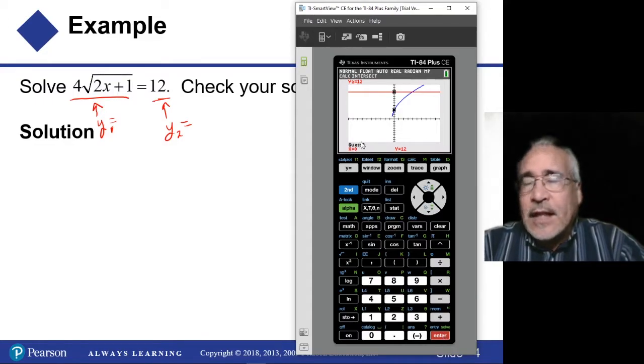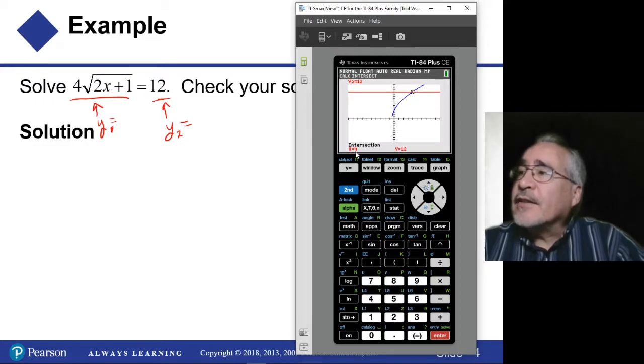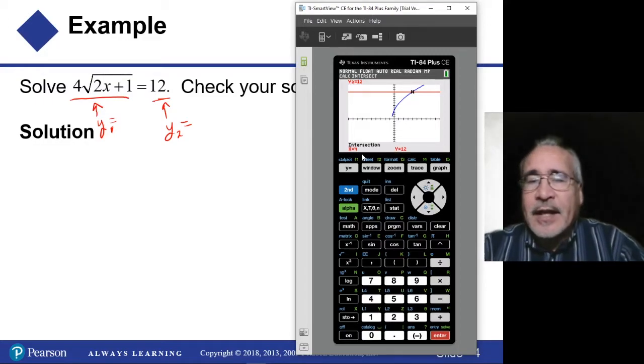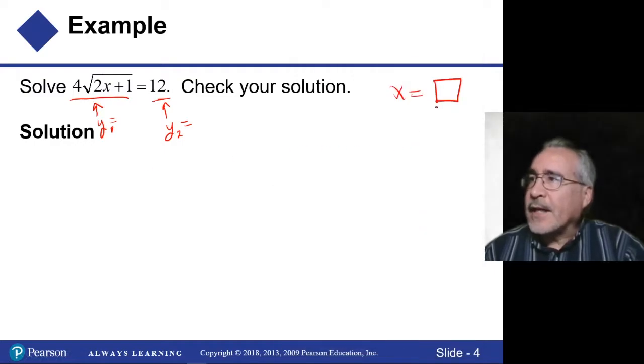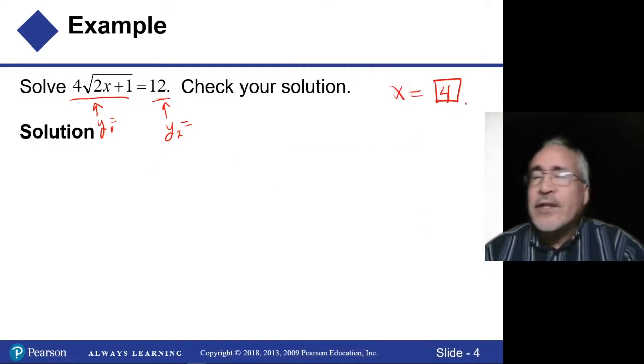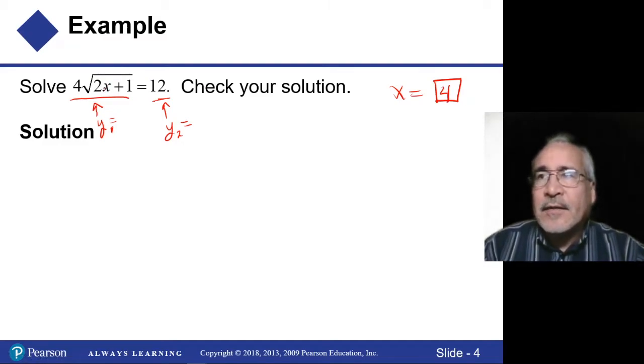And then it asks us to take a guess, which you could move closer to where that is if you want, or you could leave it alone, but at some point you need to hit enter. And then it tells you that the intersection is at x equals 4. That is our answer, x equals 4. So I'm going to write that up here. We just solved this equation. You could plug it back in and see if it works.